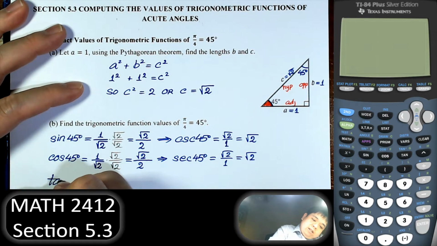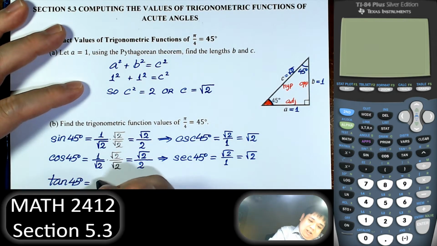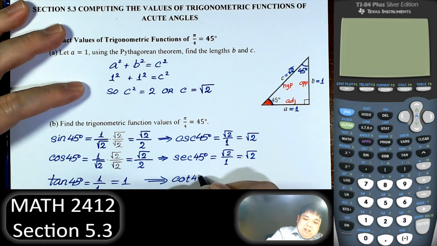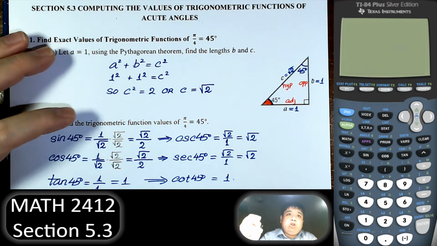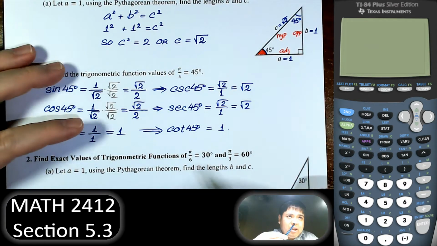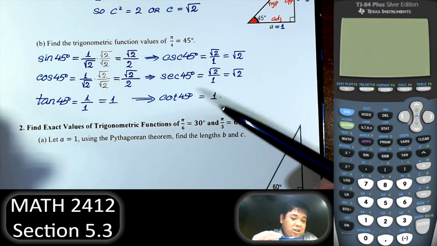And then tangent. Opposite over adjacent, which is 1. And cotangent is the reciprocal of 1, which is also 1. Right, so we have the special trigonometric function values for 45 degrees. That's what we have. Now, another special case is where we have 30 degrees and 60 degrees.